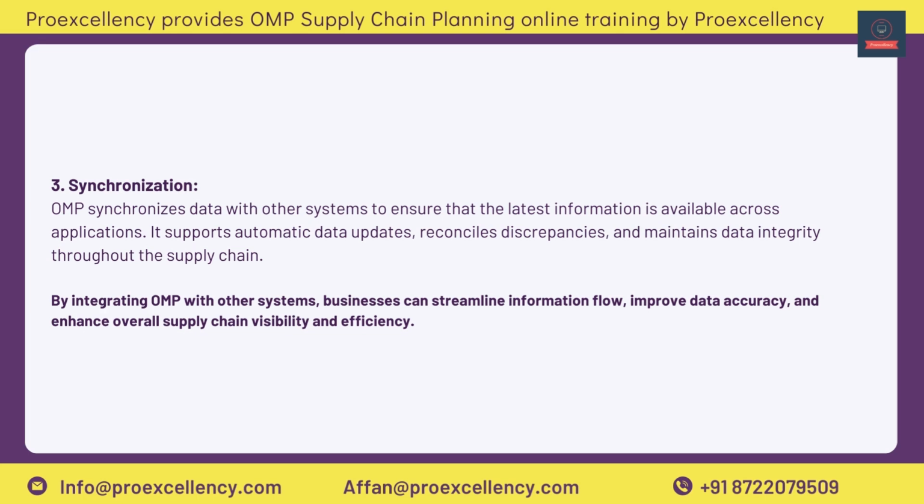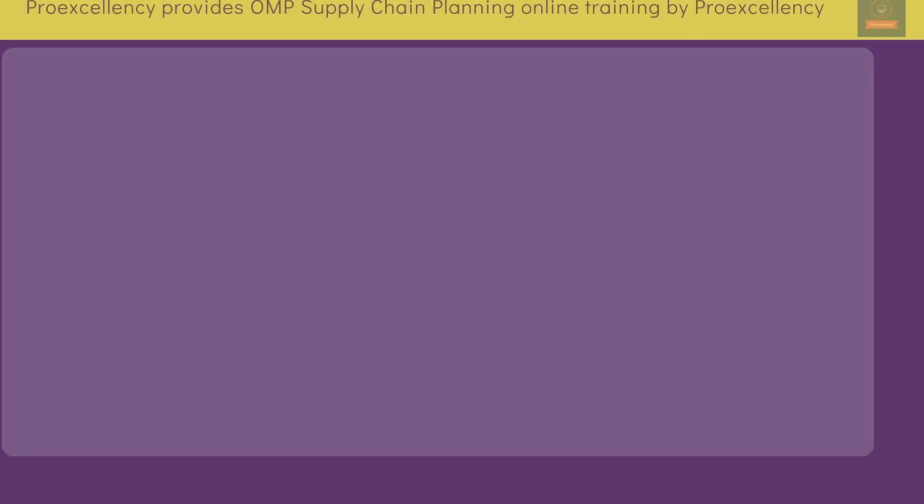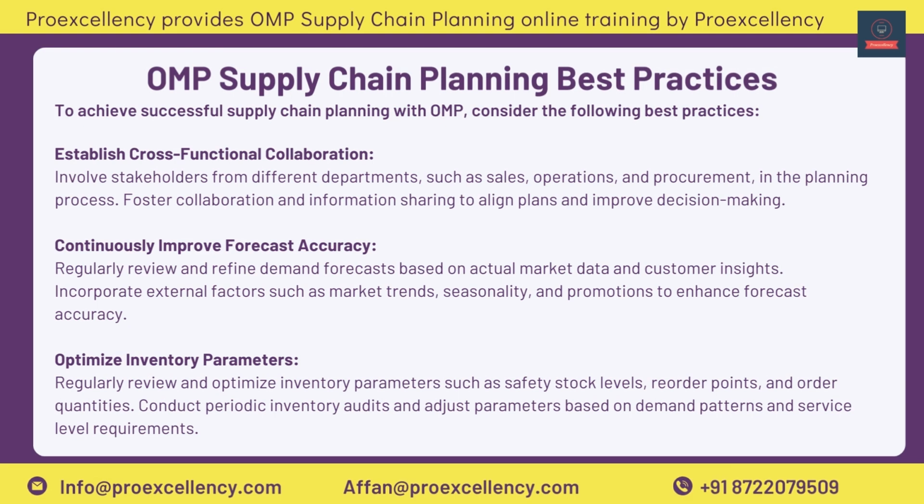By integrating OMP with other systems, businesses can streamline information flow, improve data accuracy, and enhance overall supply chain visibility and efficiency. OMP Supply Chain Planning Best Practices. To achieve successful supply chain planning with OMP, consider the following best practices. Establish cross-functional collaboration. Involve stakeholders from different departments, such as sales, operations, and procurement, in the planning process. Foster collaboration and information sharing to align plans and improve decision-making.